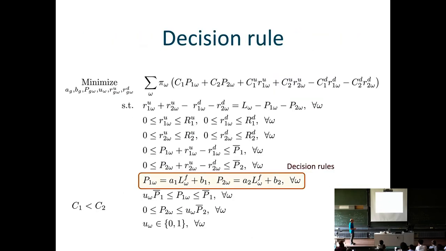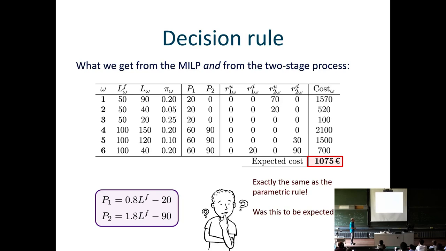So my question to you is, was this to be expected, that we get the same thing for such a small example? Yeah, exactly. If we add these two variables, it's like having a parametric rule here. That's what intuition tells us. Any other comment? That's totally logical. If you add 0.8 and 1.8, then you get 2.6. If you add 20 and 90, you get 100. You sum the two things and you get the same.